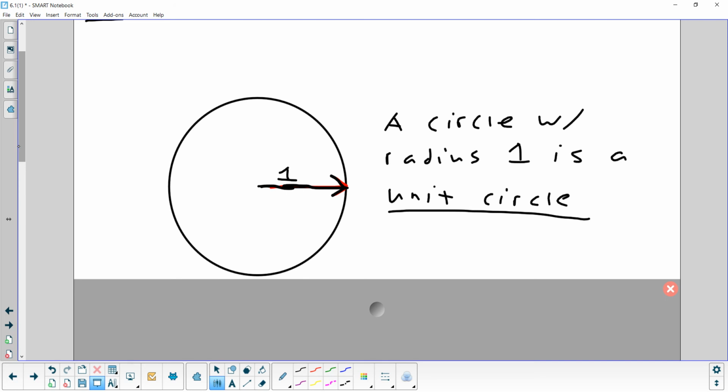And there's something special that happens on a unit circle when you draw an angle. And I'm going to show you what it is.